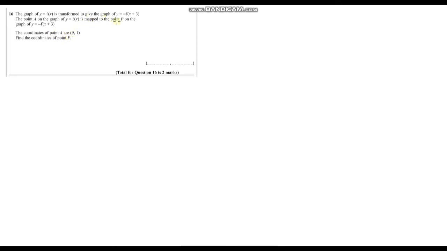So we've got point A being mapped onto point P. We know that point A has the coordinates 9, 1. Now let's look at how the graph has been transformed. Inside the brackets we've got x plus 3, and that means that our graph has been translated or shifted 3 units to the left. So let's just write that down.